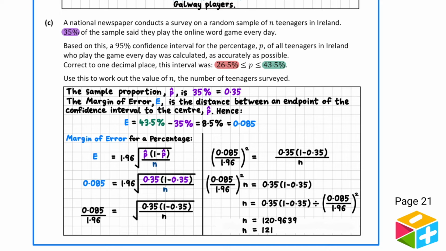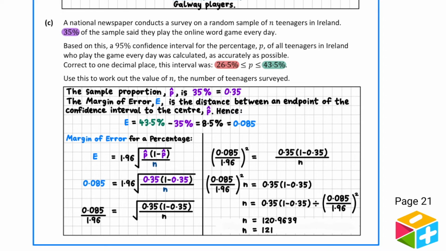In part C, we're told that a national newspaper conducts a survey on a random sample of N teenagers in Ireland. 35% of them said they play the online word game every day. Based on this, a 95% confidence interval was created for the percentage P of all teenagers in Ireland who play the game every day. Correct to one decimal place, the interval was from 26.5% to 43.5%. We must use this information to work out the value of N, the number of teenagers surveyed.